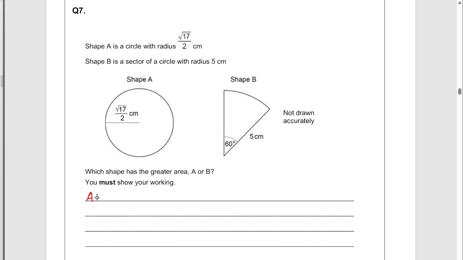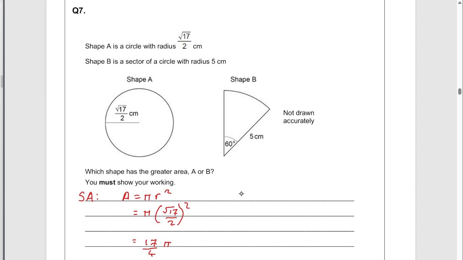For shape A, I'll call it SA. The area is going to be equal to pi r squared. It's a non-calculator paper, so I'm doing pi times root 17 over 2 squared. If I square root 17, that would give me 17. If I square 2, that would give me 4. So that's just going to be 17 over 4 pi.